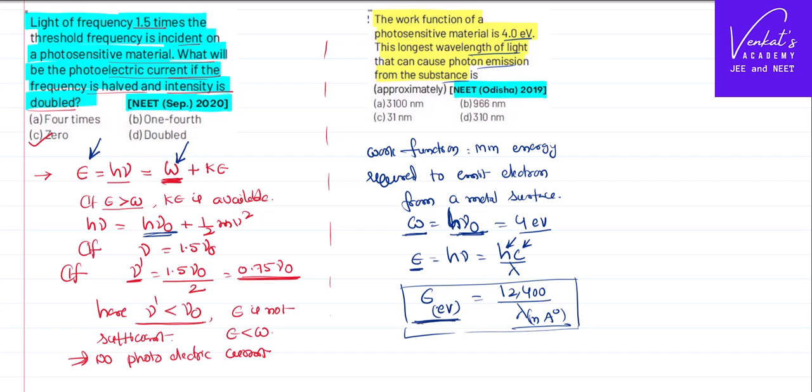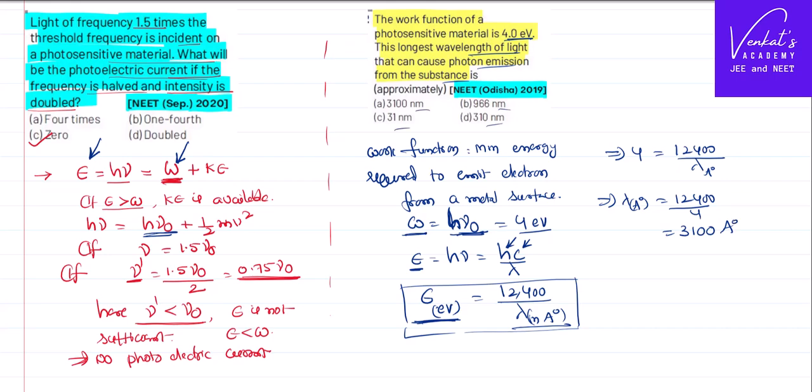Here energy is given as 4 electron volts. So we can say 4 electron volts equals 12,400 by lambda, with lambda in angstrom. It implies lambda in angstrom equals 12,400 by 4, that is 3,100, right, in angstrom. But you want the answer in nanometer.